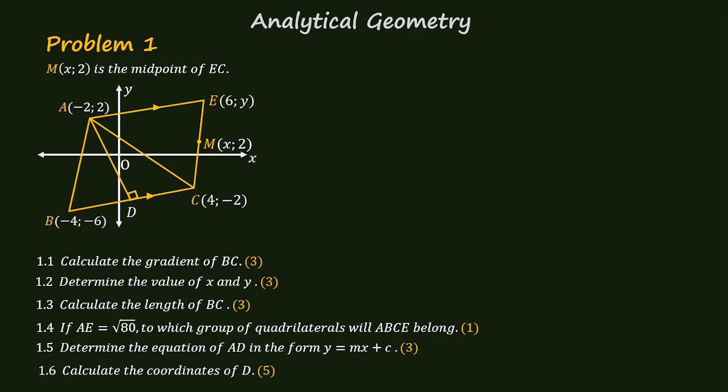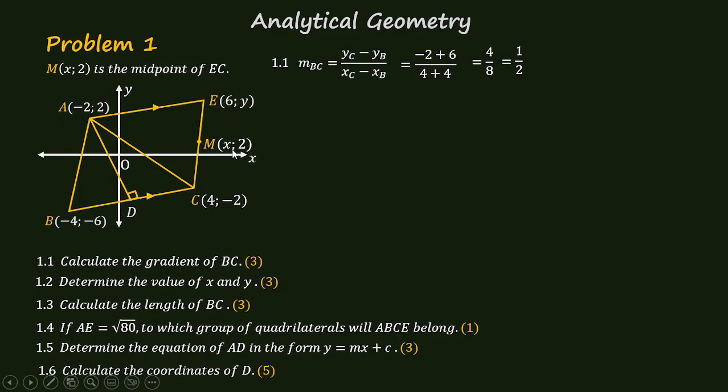Now the first question says, calculate the gradient of the straight line BC. For the straight line BC, we've been given all the coordinate values of B and C. So to calculate the gradient of BC, we know it's just going to be the change in y over the change in x, and that will give us the value of the gradient. So the gradient in this case is 1 over 2. That is the change in the value of y over the change in the value of x, and that is 1 over 2.